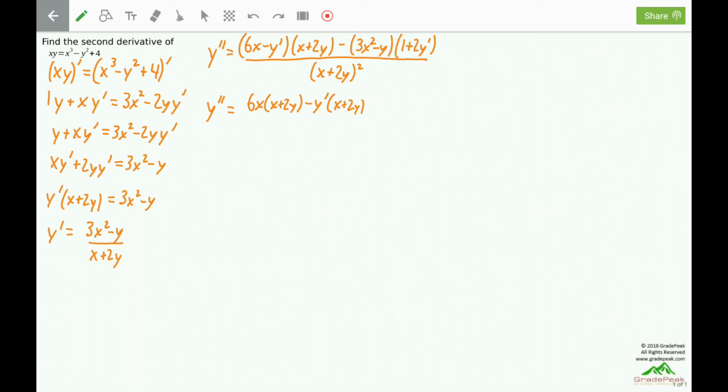And then I will distribute the negative 3x squared minus y into here. So the first thing it multiplies is a 1, which will give us a negative 3x squared minus y. And then it will now multiply a 2y prime, which will give us a, I will write the 2y prime first, a negative is distributing in with it. And then the 3x squared minus y. And all of this is over the denominator left alone.